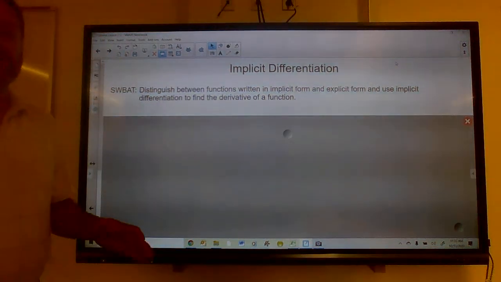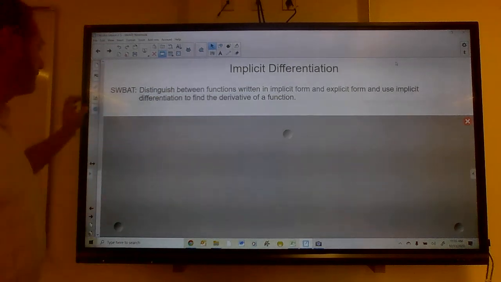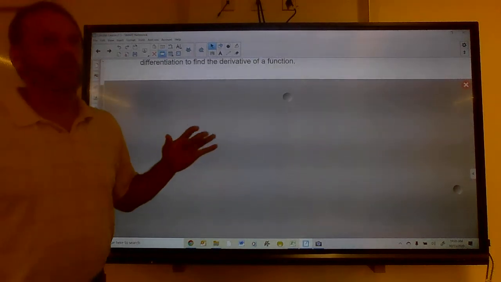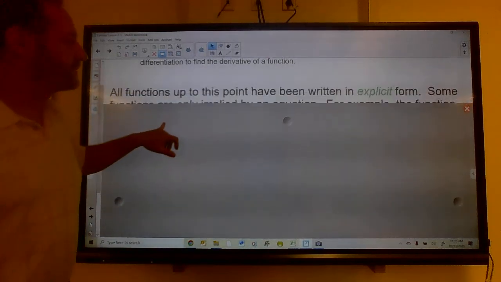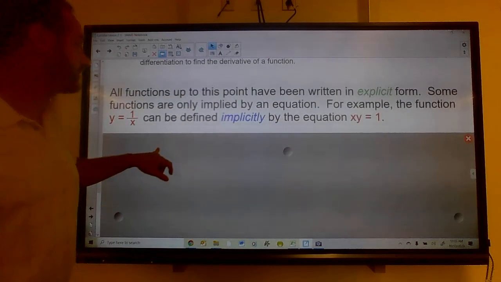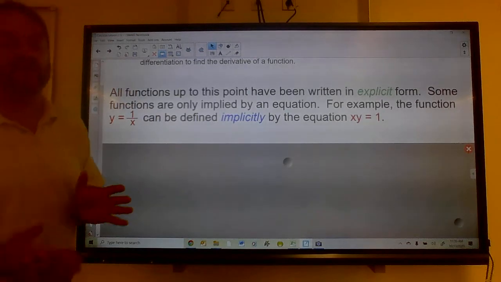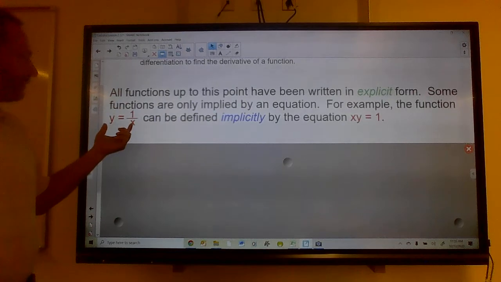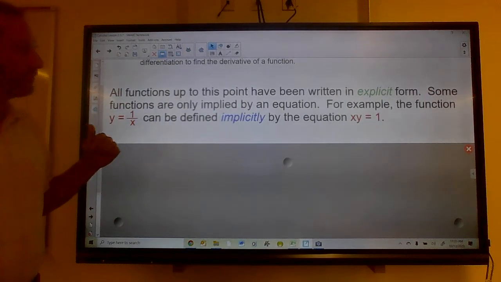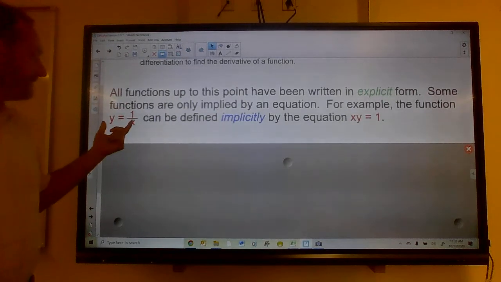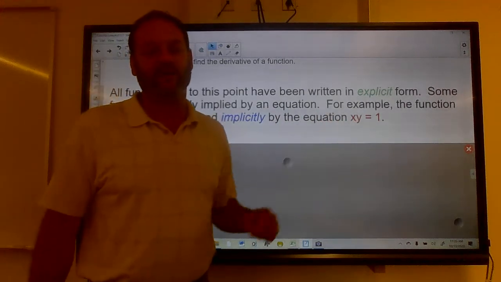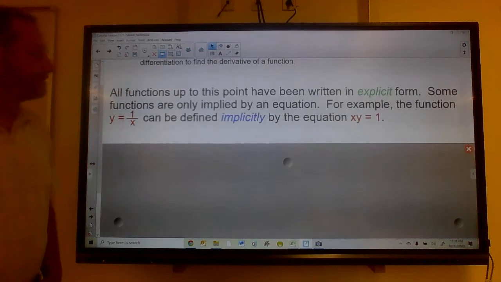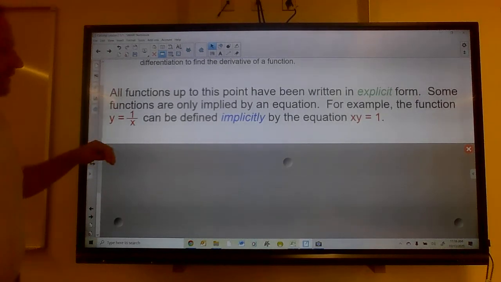Today we're going to talk about implicit differentiation. So this is another form of differentiating when I have more complicated equations that have both x's and y's in them. All functions up to this point have been written in explicit form. For example, y equals 1 over x is in explicit form. However, that same equation could be written as x times y equals 1, and then it would need to be done implicitly.